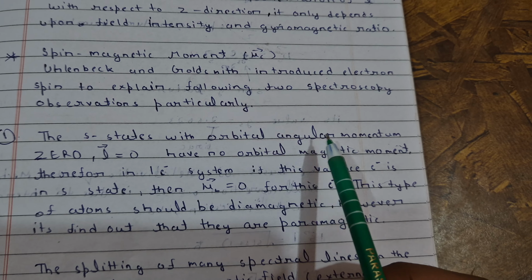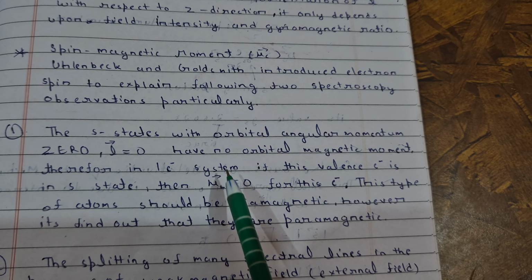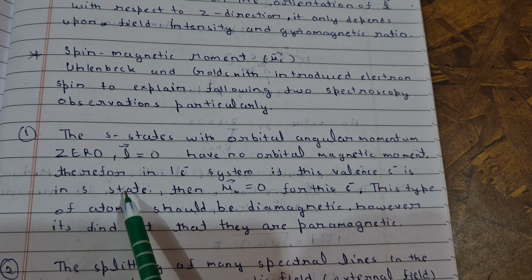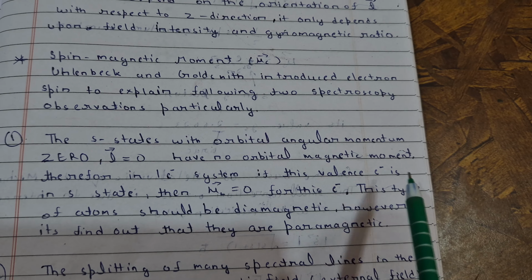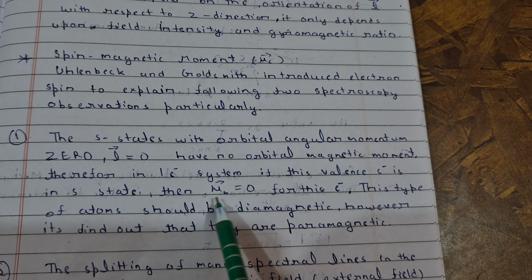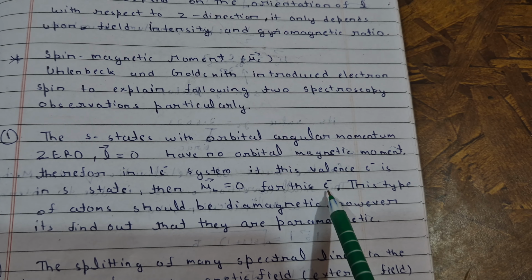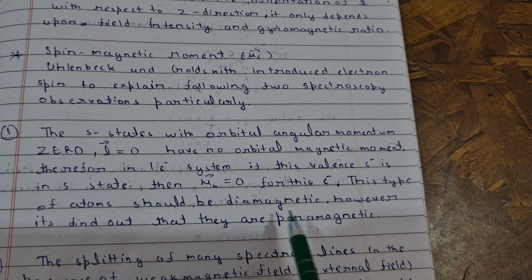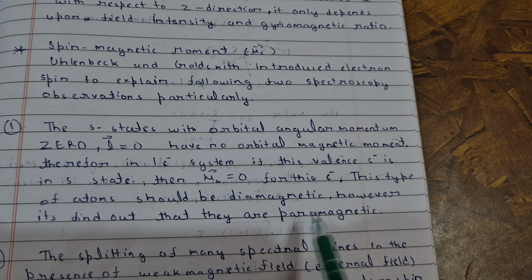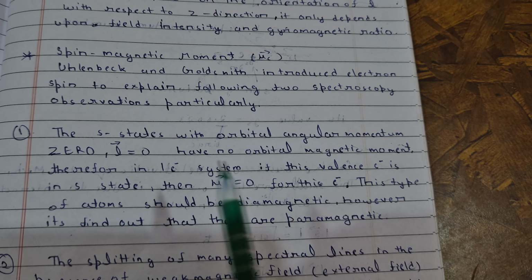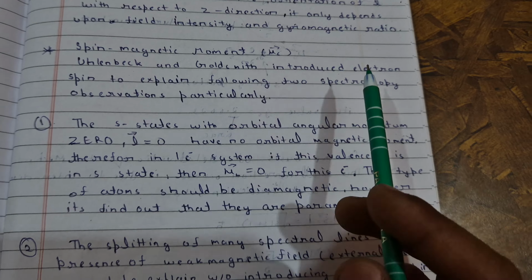The S state, with orbital angular momentum L equal to 0, has no orbital magnetic moment. Therefore, in a one-electron system, if the valence electron is in the S state, then mu L must be 0. For this electron, this type of atom should be diamagnetic. However, it is found that they are paramagnetic. So to explain this, we consider that there is some spin magnetic moment of the electron.